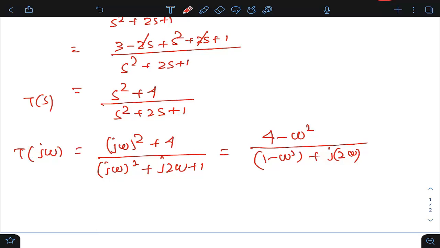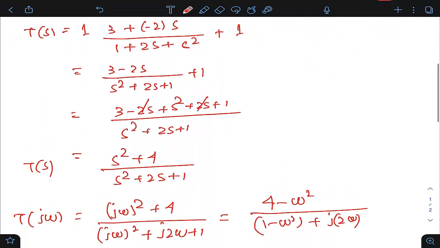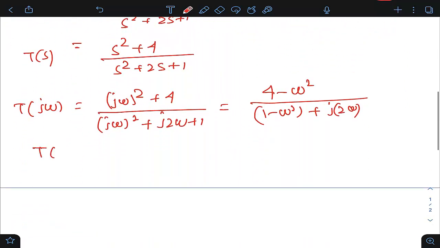And you know the concept: if you are expecting the output to be 0, you want the magnitude of this transfer function at frequency omega to be equal to 0. So you have to find the magnitude of this, and you should equate that magnitude to 0. That will give you the omega value, because if the magnitude is 0, the output will definitely be 0.